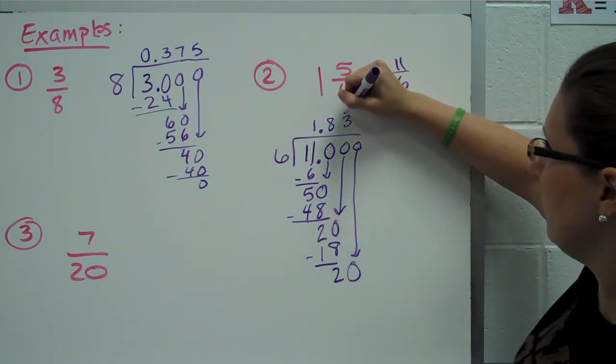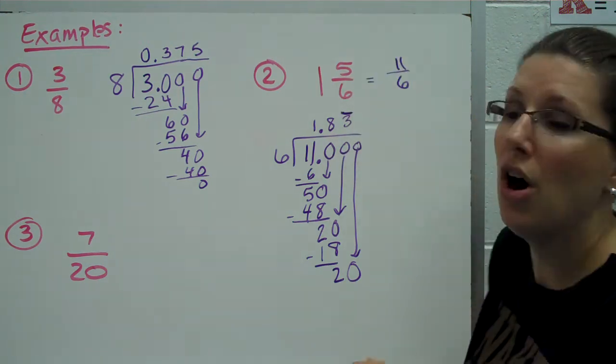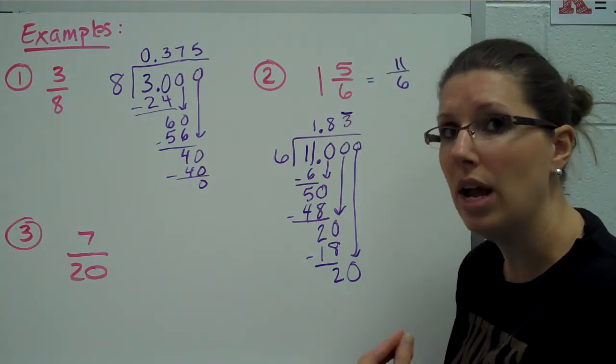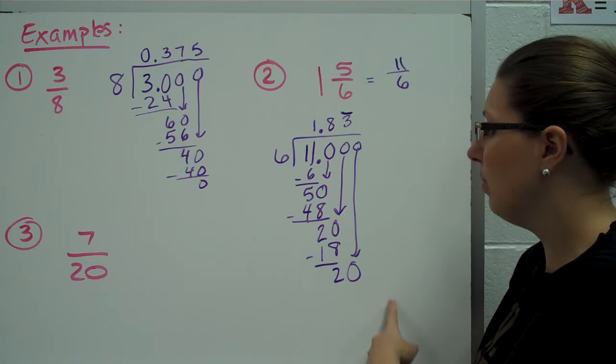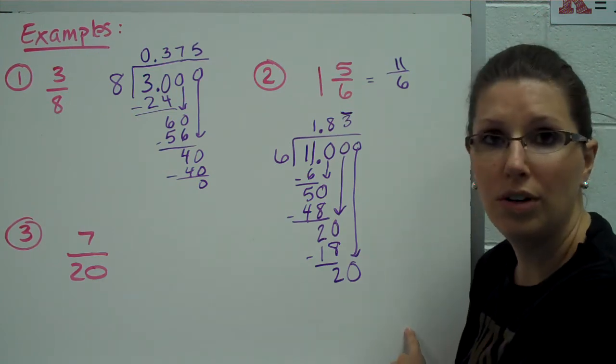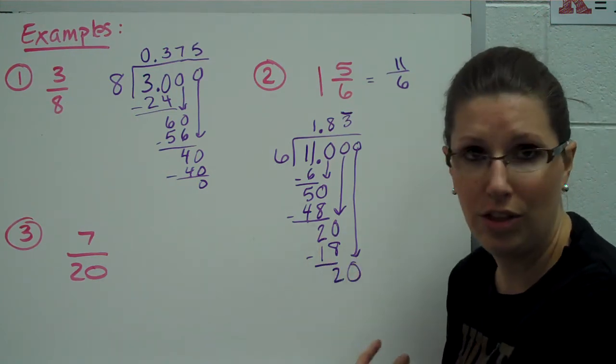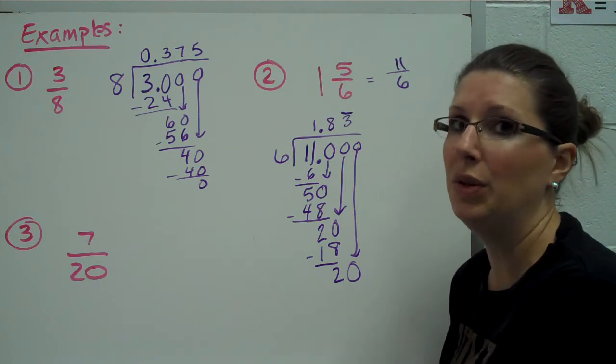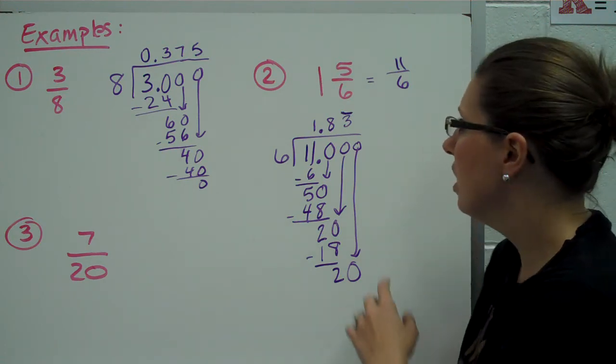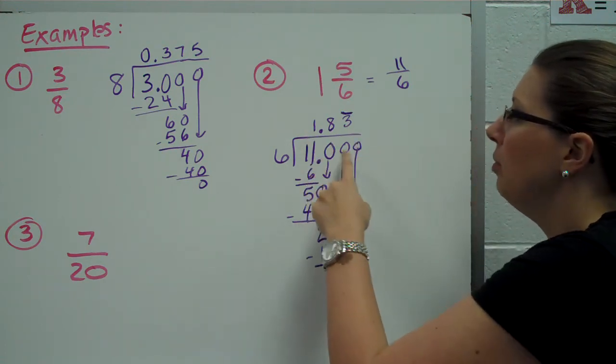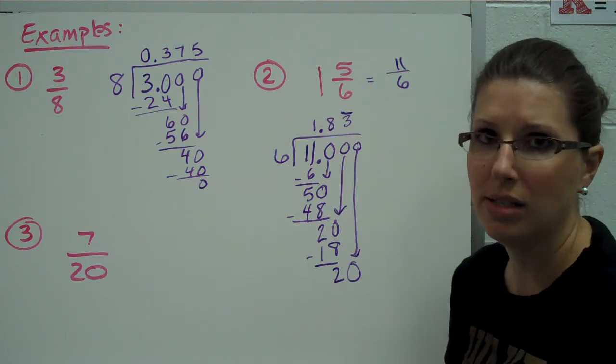So what I want you to do is put this bar over the 3, only the 3, and that signifies that that 3 will keep repeating over and over again. Not the 8 and the 3, just the 3. So that's my final answer, 1.83, and the 3 repeats.